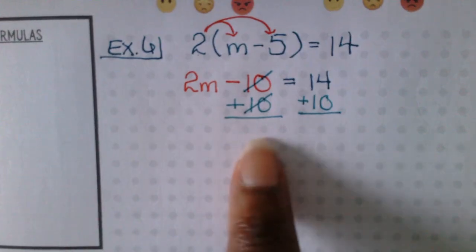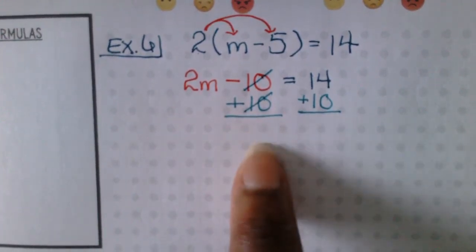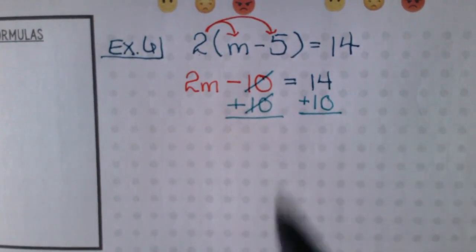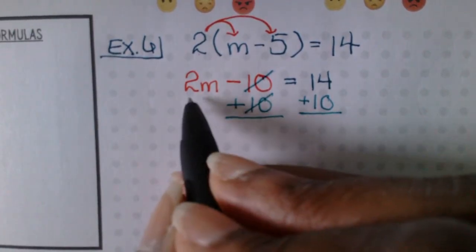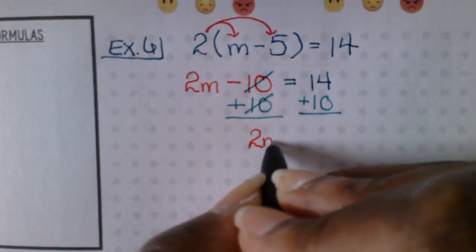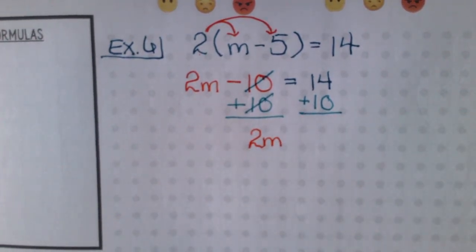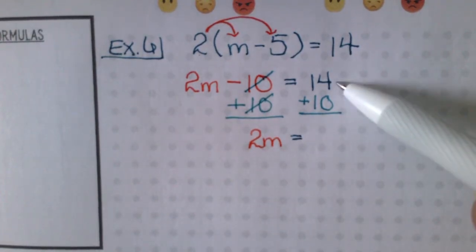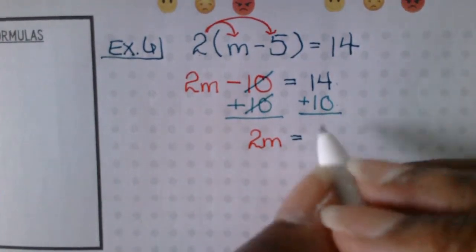So negative 10 and a positive 10, that will give me a 0. They cancel out. But I don't need that 0 as a placeholder because I still have this 2m that can come on down. So now I have my equals. Now I combine 14 and 10 to give us 24.